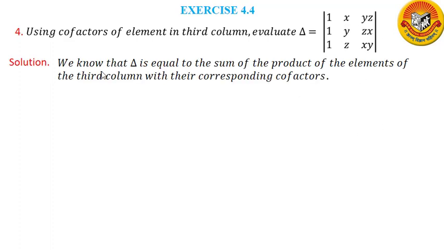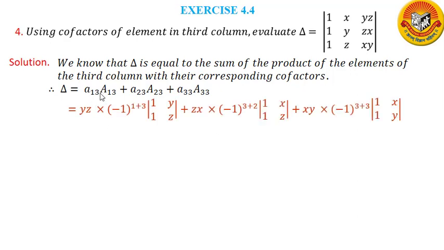We know that delta is equal to the sum of product of the element of third column with their corresponding cofactor. So I will say that delta is equals to a13, this first element of third column, into A13 plus a23, small a23 into capital A23 plus a33 into capital A33. So these are elements and these are their cofactors. So let us write their corresponding values.